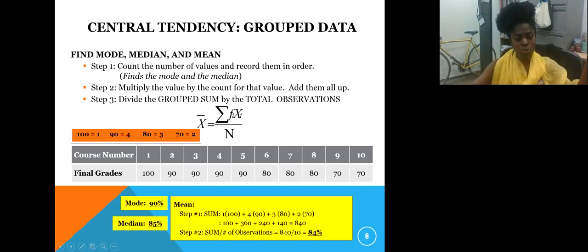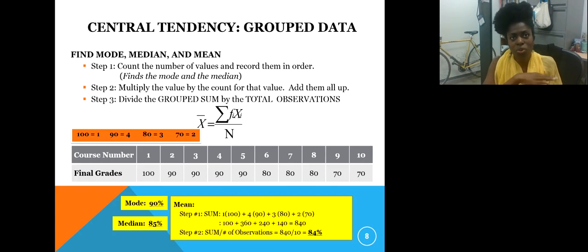So while our mode was 90, very high, our median, when we took it, put everybody in order, our midpoint, was 85. Our mean is a little lower. So our data seems to be skewed a bit more to the left, okay? Heavier on the left, because it's an average, it's weighted now, right?